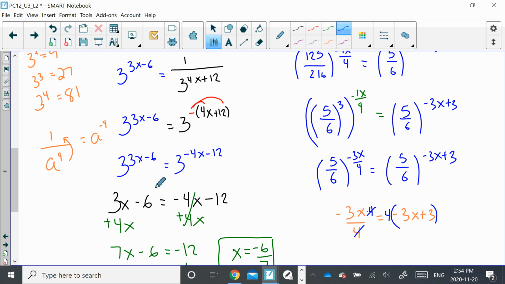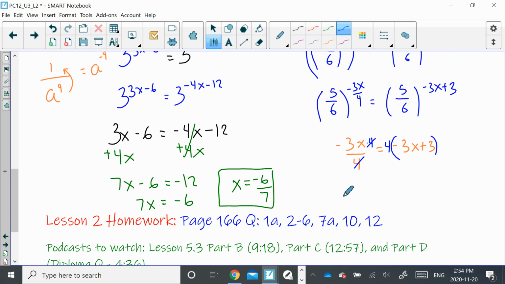4 over 4 cancel, and I would get negative 3x is equal to negative 12x plus 12. We need to get rid of this negative 3x. It's x times negative 3. Divide this by negative 3. What you do to one side, you do to each term on the other side. And you would get x is equal to 4x, sorry.